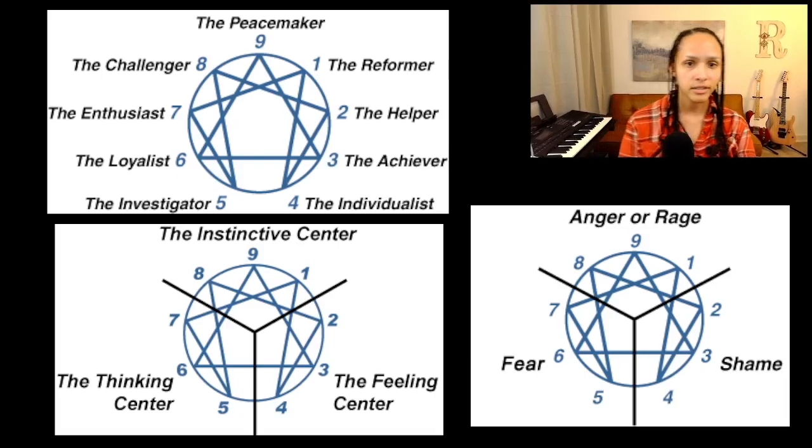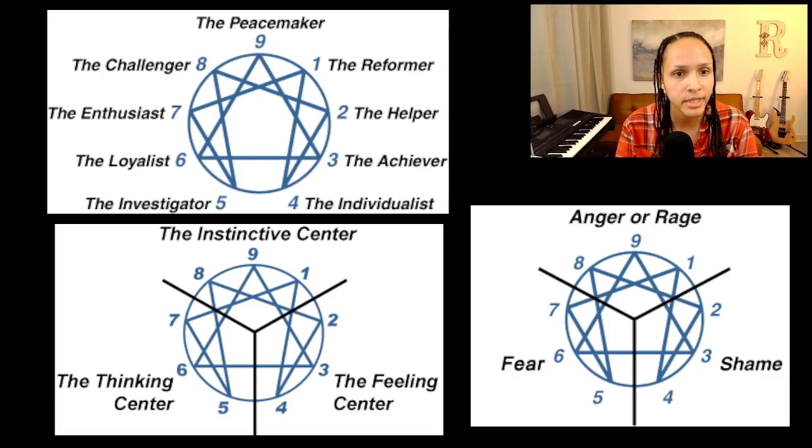So yeah, just think of those top 3 types: 8, 9, and 1. They're in that body instinctual center, just gut instinct, intuitive knowledge in a sense. And then you have the feeling triad, which is the heart triad.